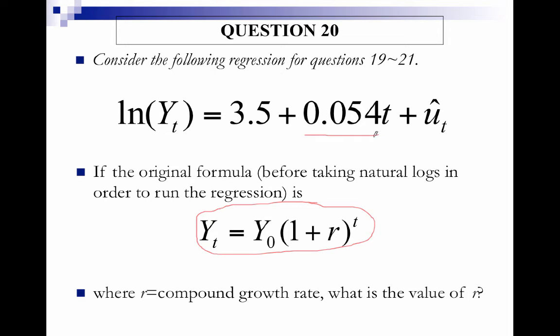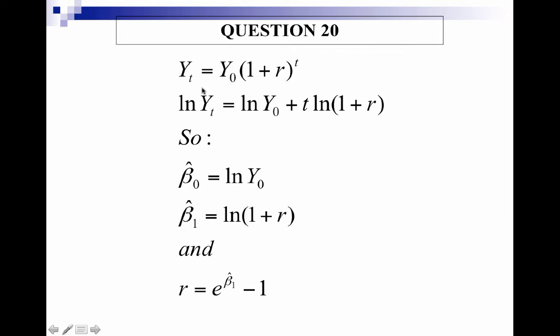So how do we get to the compound growth rate from the instantaneous growth rate? Well, we take the natural logs on both sides if we don't remember the formula, and recognize that the intercept, beta naught hat, is equal to the natural log of the initial value of y, and that the slope, or beta 1 hat, is equal to the natural log of 1 plus r, which is the compound growth rate. So knowing this, we can solve for r, and we find that r, the compound growth rate, is equal to e to the beta 1 hat minus 1.